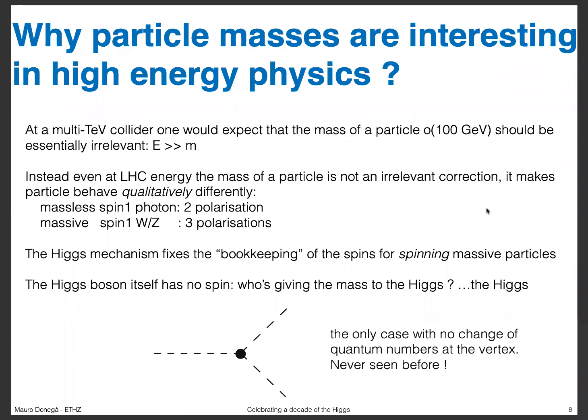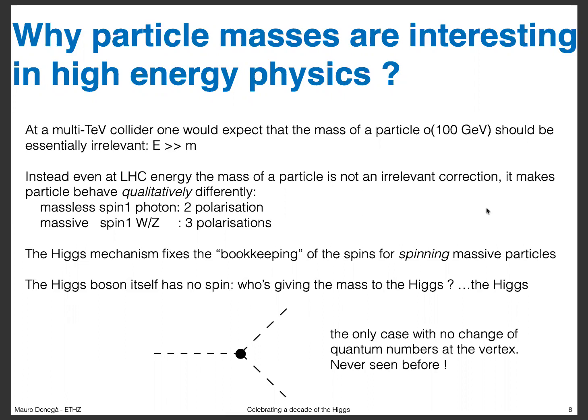Before going into how we set up the measurements, maybe it's interesting to look at a trivial question: why are particle masses so interesting in high energy physics? If you think about the typical LHC collider, it has a multi-TeV center of mass energy, and the masses we're talking about are of the order of 100 GeV. So for everything we do in experimental particle physics, it should be totally irrelevant, since the energy is so much bigger than the mass.